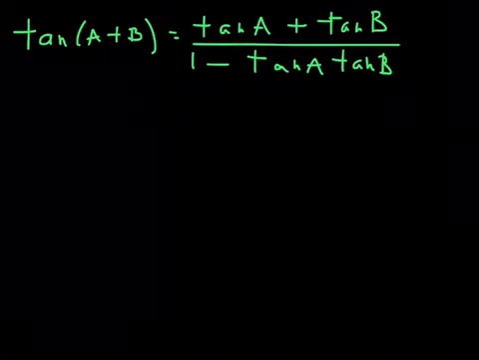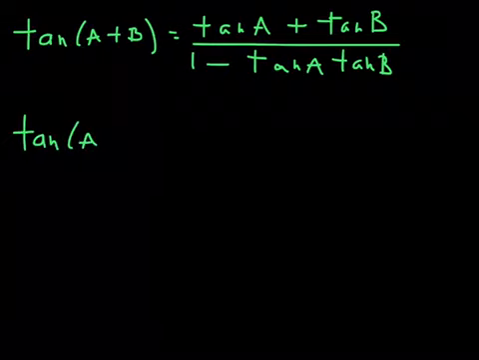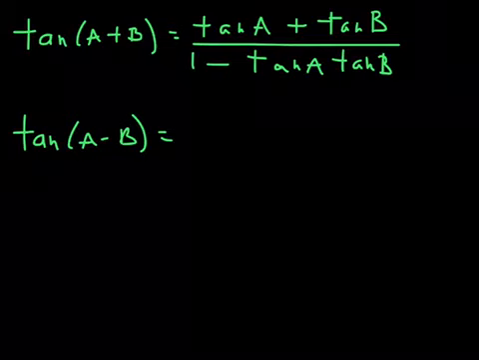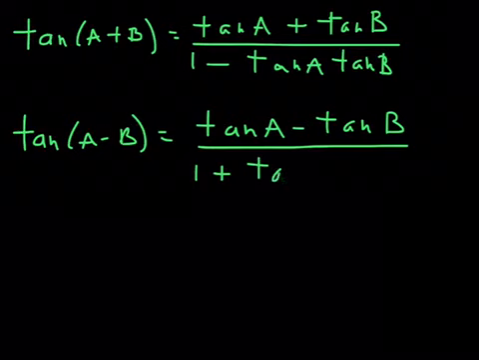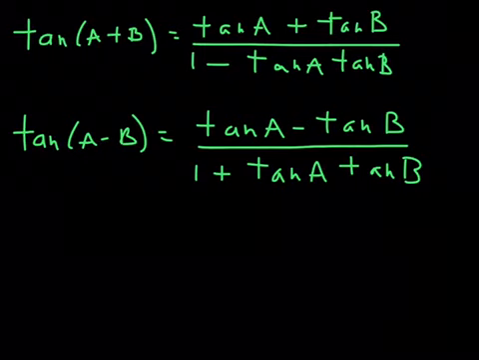If you notice the pattern, I want you to see if you can maybe even pause the video and figure out what tangent of A minus B is. What is this equal to? All right, I hope you paused the video. If you follow the pattern, then it'll be tangent of A minus tangent of B in the numerator over 1 plus tangent of A times tangent of B in the denominator. All right, cool, guys. This is the sum and the difference identity for tangent.